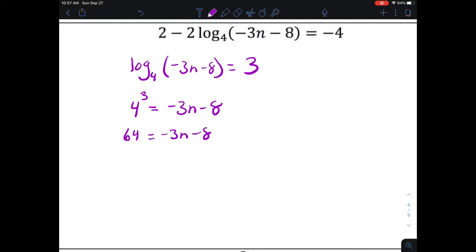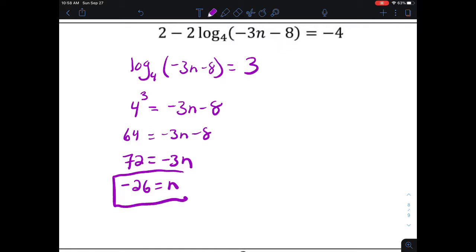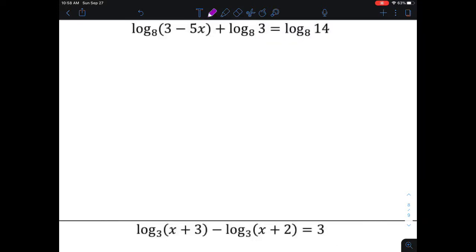And then we would go from there. So I'd add the 8 to the other side. That's 72. Divide by negative 3. And we get negative 26. I don't box this answer in because I want to make sure that negative 26 doesn't make the inside of the log 0 or negative. Negative 26 times negative 3, then minus 8, that is definitely going to be bigger than 0. So there's my answer. New problem here.